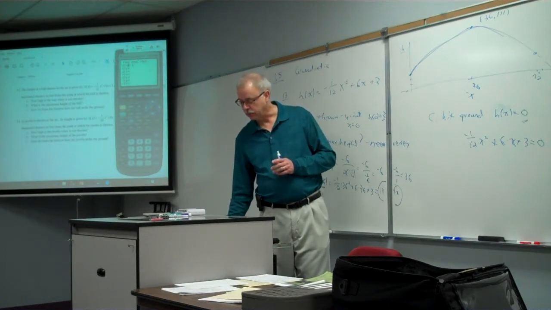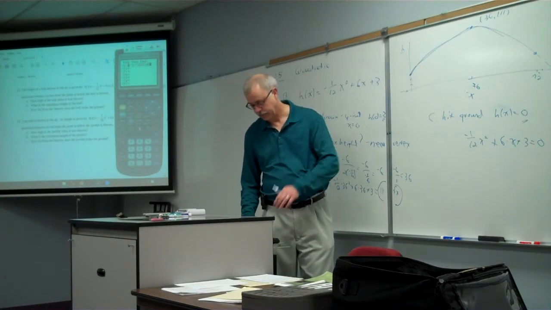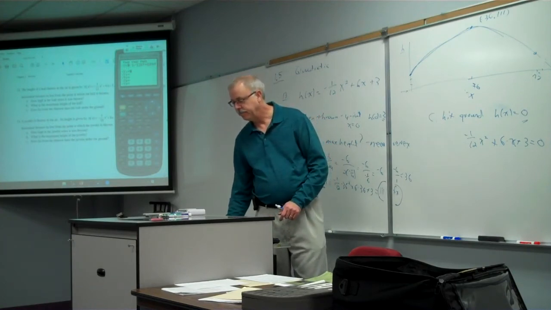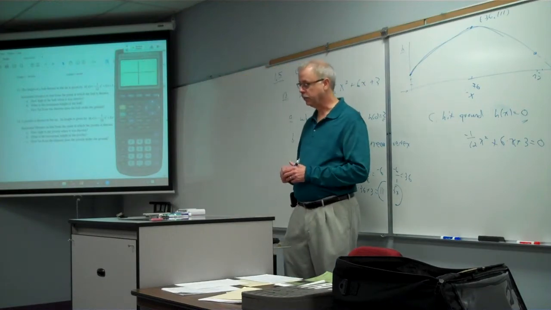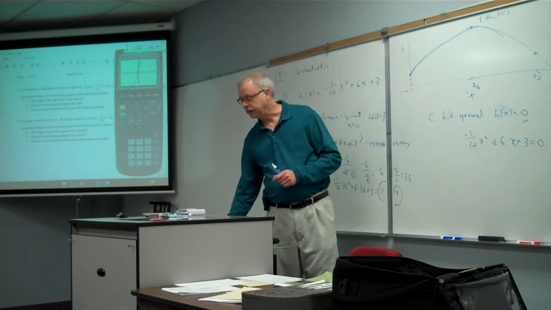So we've got negative 1/12 x squared plus 6x plus 3. And so if we graph it, the first thing we're probably going to realize is we can't see most of the graph. So we need to adjust the window a little bit.